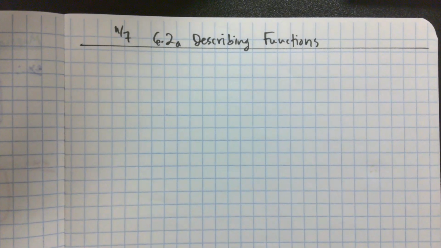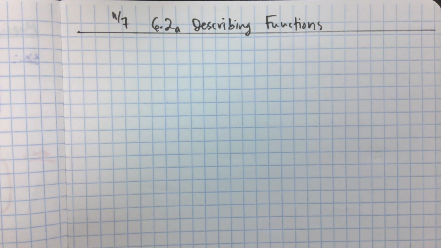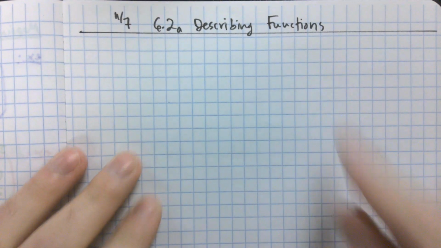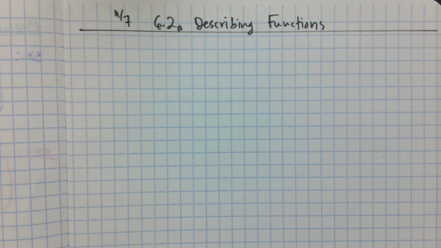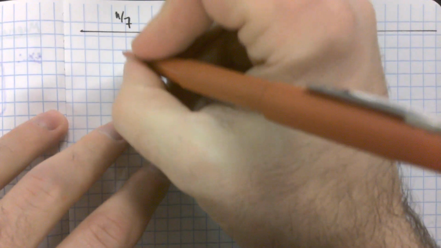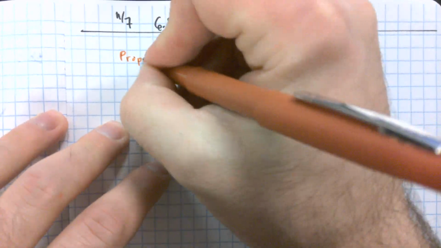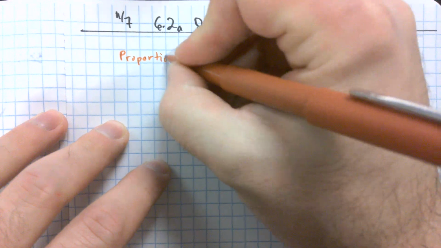Go through a bunch of different ways to describe these functions, starting out with some nice. Let's come back together, folks. Thank you. So we're going to talk about how to describe some functions here, the number of different ways. Let's start off with something nice and familiar to us, and that is with the description proportional.